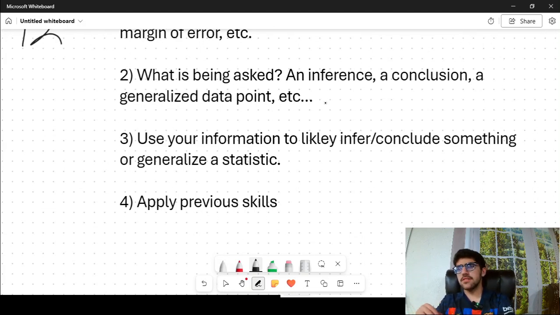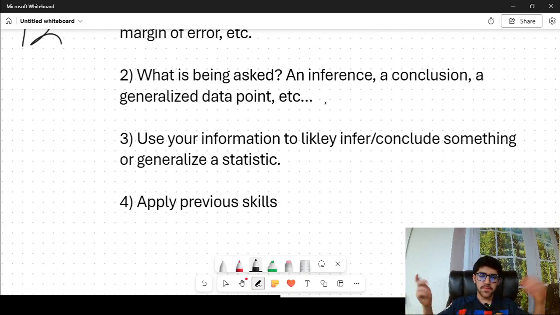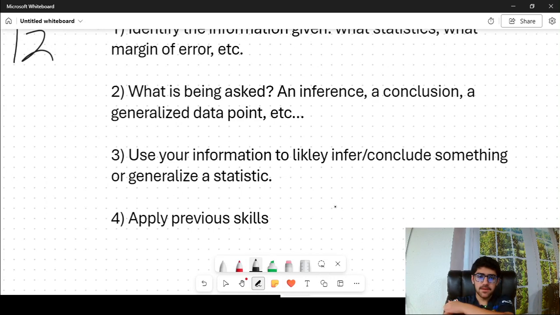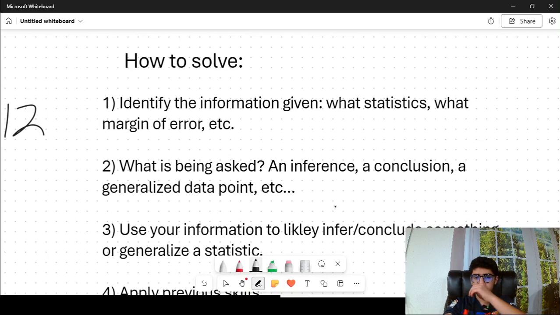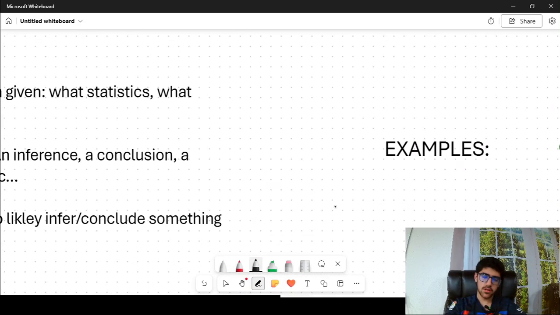For the other topics, applying previous skills most of the time would just mean algebra. For this one, it's actually more previous topics in the problem solving and data analysis domain. So things like knowing what the mean is, knowing percentages, ratios, stuff like that. So it's important to know those before you watch this video. If you haven't, go back and watch those.